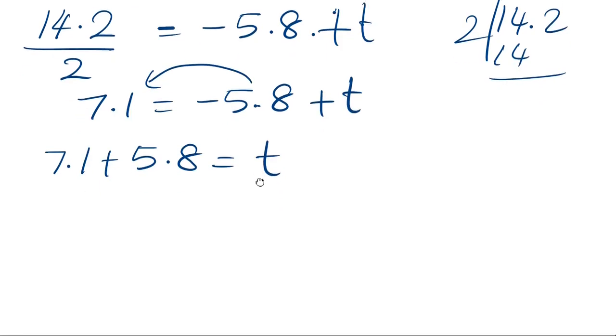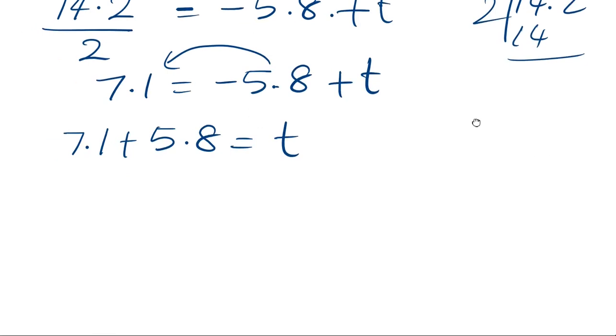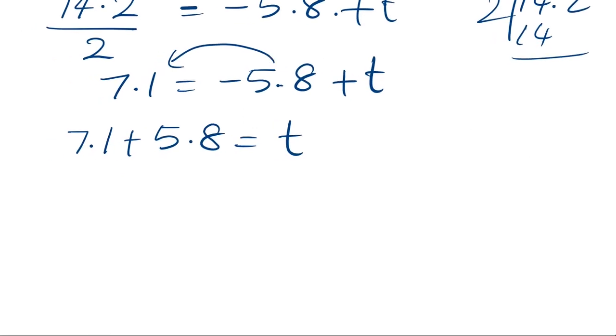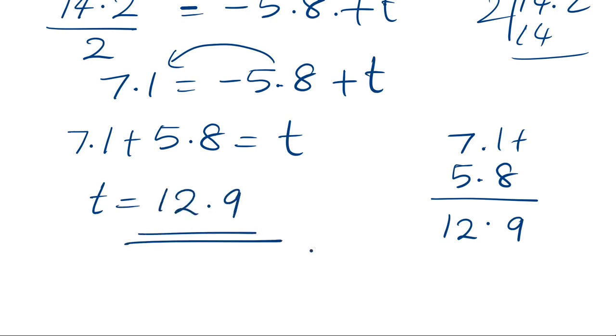Okay. Then you can find 7.1 plus 5.8 is equal to 8 plus 1, 9, decimal point, 7 plus 5, 12. So t is equal to 12.9 is the answer. Okay, hope the idea is clear.